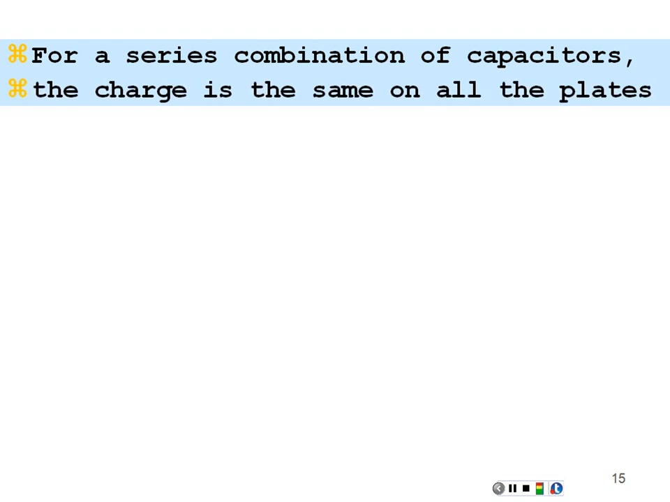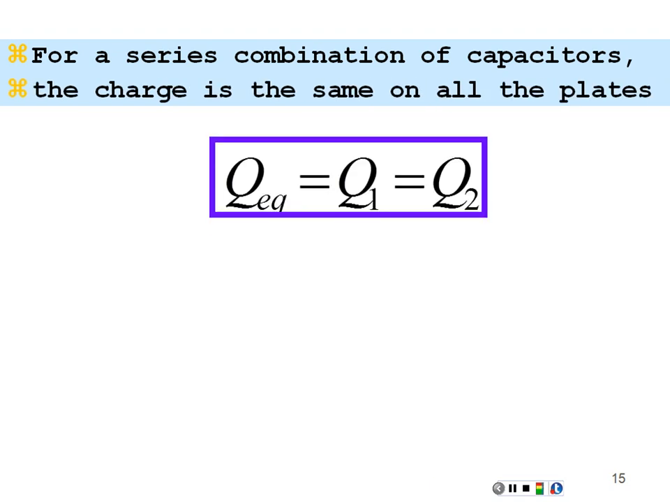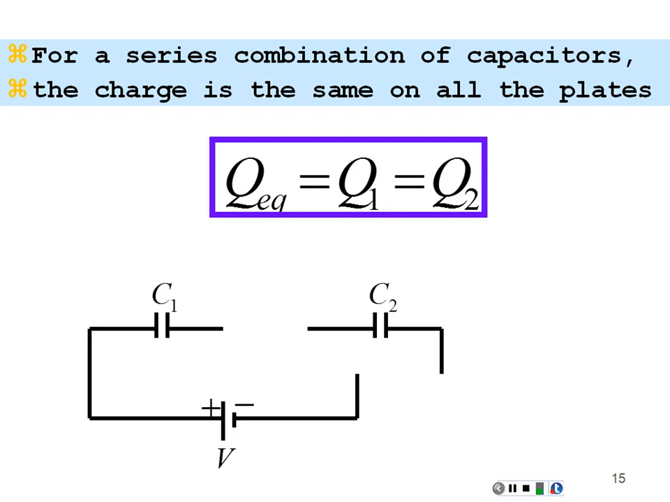What about a series combination of capacitors? Well, the charge has to be the same on all the plates. We'll show this in a moment here. Here's our circuit with a series combination. What I mean by series is that they're all on the same line of wire, so there are no other connections. Whatever passes through one has to pass through the other because there's only one path. So we have a series combination of C1 and C2.